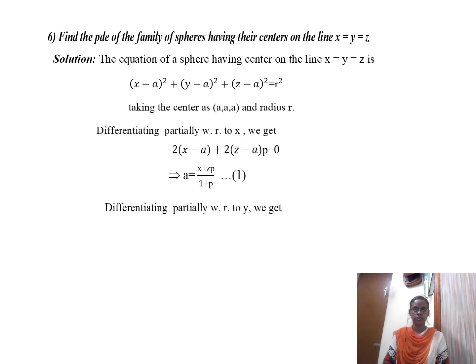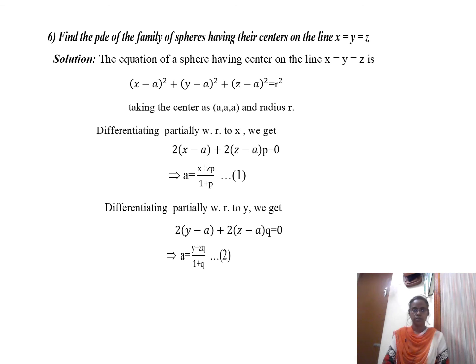Moving on to differentiate partially with respect to y, we get 2 into y minus a plus 2 into z minus a into dou z by dou y, which is actually q, equal to 0. Again from here we can get a similar value for the same a. So simplify this equation, you will get a as y plus z into q divided by 1 plus q. So mark this equation as 2.